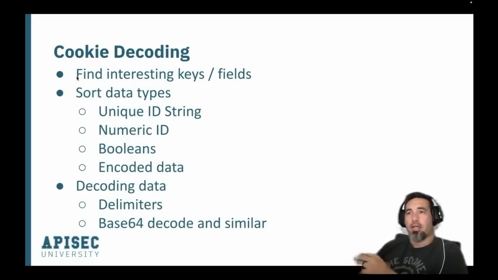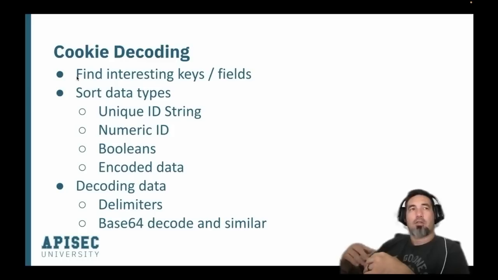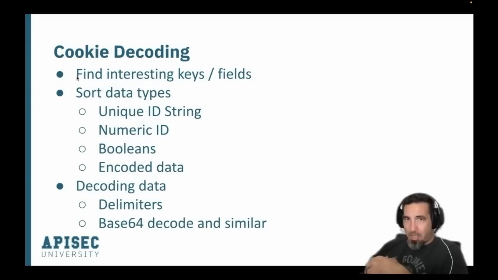Numeric IDs, on the other hand, you can generally try to increase or decrease and see if you get different results. Booleans, obviously, there's only a couple values that you can use for Booleans, so it doesn't hurt to try changing them. And when I say try changing them, you can actually edit the cookie and then go back to the same website, and it's going to send that new cookie value to the website, and you're going to be able to see if you get a different response based on your change.